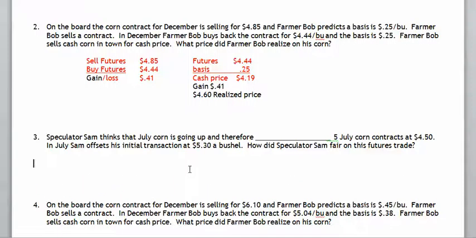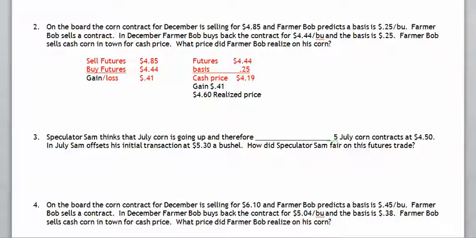Let's take a look at problem 3. Problem 3, we are not a hedger. Now we're just a speculator. A speculator is trying to make money from changes in market price. They're trying to guess which way the market's changing. And if they think that corn price is going up, they're going to buy a contract now in hopes of selling it later when price goes up. If they think that price of corn is going down, they're going to sell contracts now in hopes of buying them back later at a lower price.